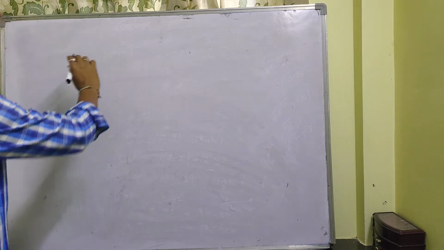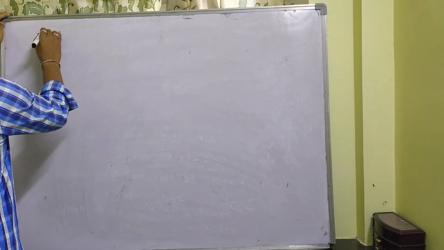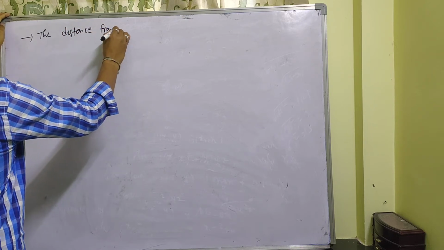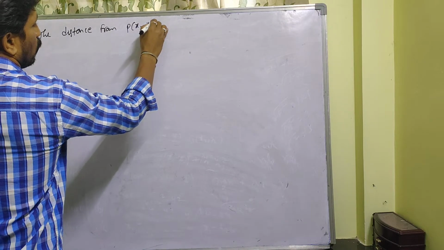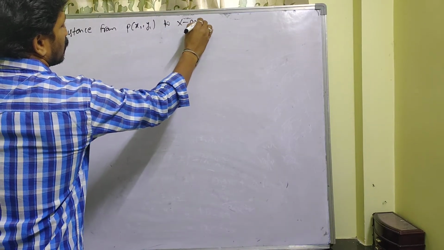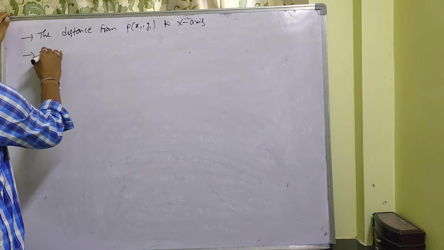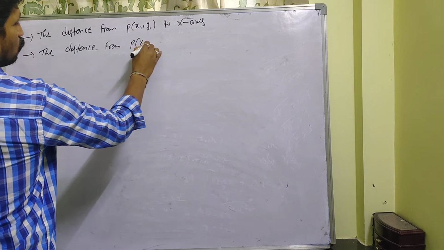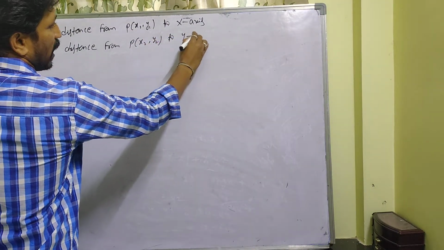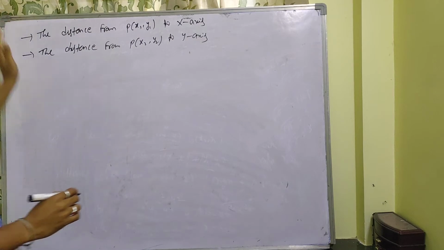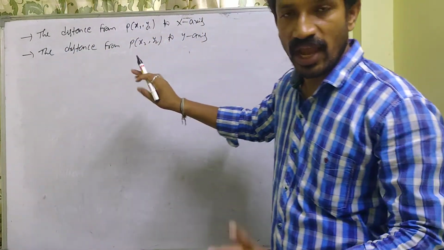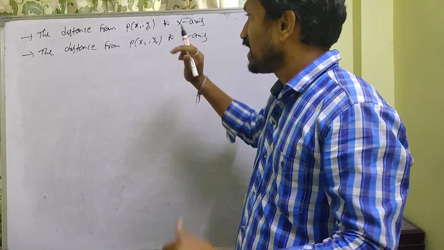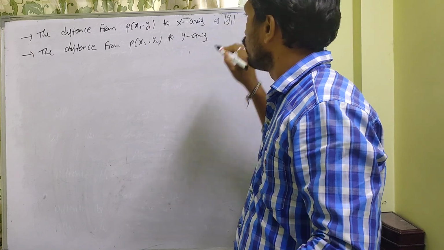Next one, the distance from some P x1 comma y1 to x-axis. The distance from P x2 comma y2 to y-axis. See here, distance from any point on the coordinate plane to x-axis is always modulus of y1. To y-axis.